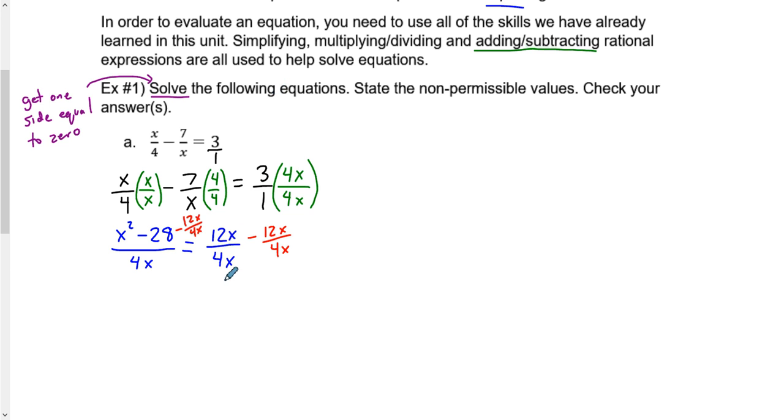Now a 12x over 4x, subtracting a 12x over 4x, on the right-hand side we would be left with a 0. On the left-hand side, since our denominators are already the same, we just have to add across the top. And ideally, we want to put it into descending order. X squared, subtract the 12x, subtract the 28, all over 4x.